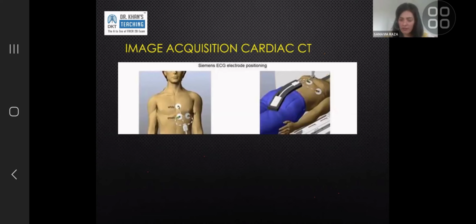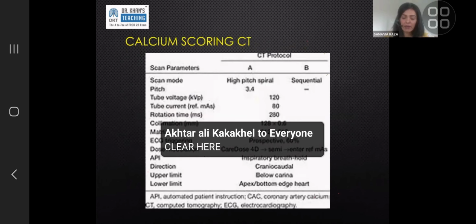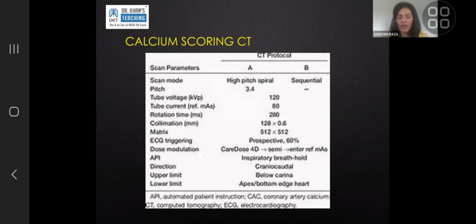Needless to say, you need ECG electrodes on the patient when you do a cardiac CT. Historically, cardiac CT used to have a calcium scoring or a non-contrast scan followed by an angiogram. The calcium scoring CT was a rough indication of the extent or the severity of disease or the absence of disease.